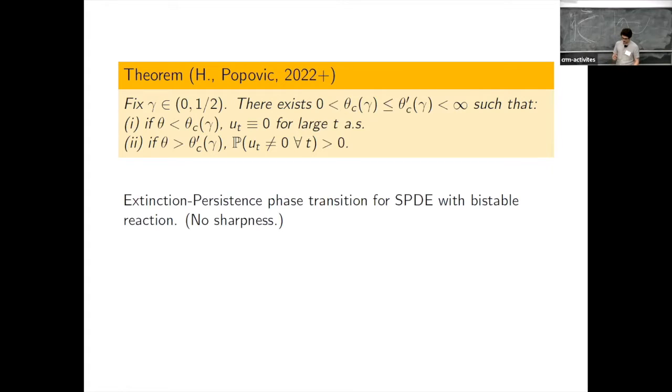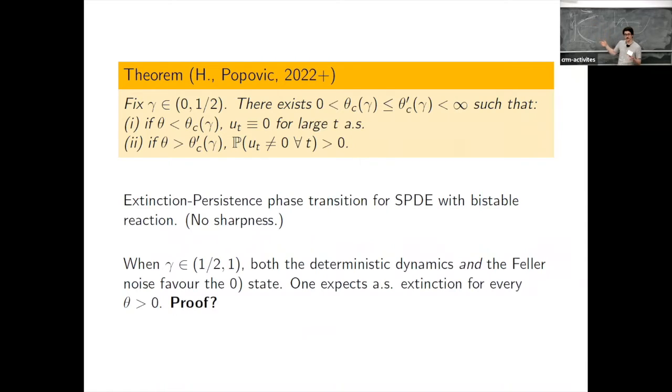So I'll talk about this in just one moment. There's a phase transition for the extinction and persistence for this equation with finite initial data. But again, sharpness isn't proved. And this is, of course, in the case when we have positive wave speed. Quick note on negative wave speed.